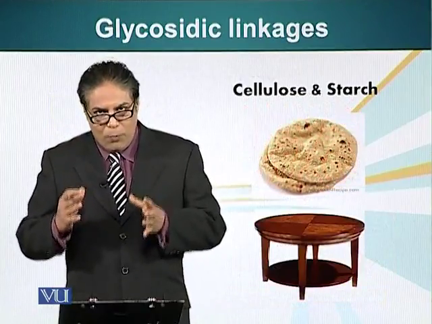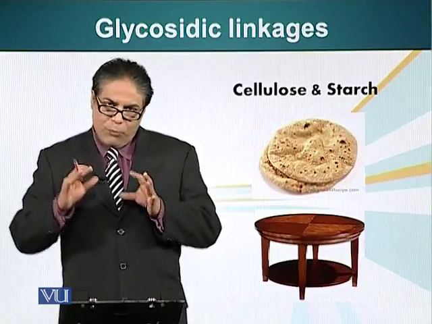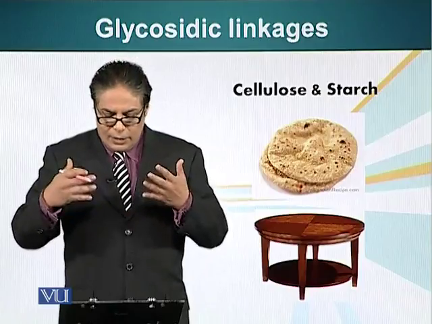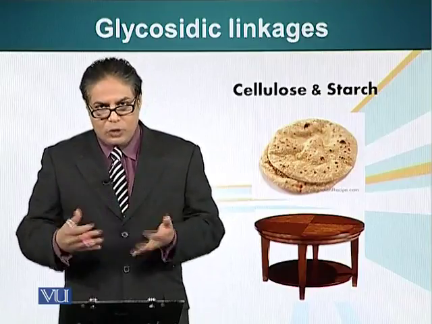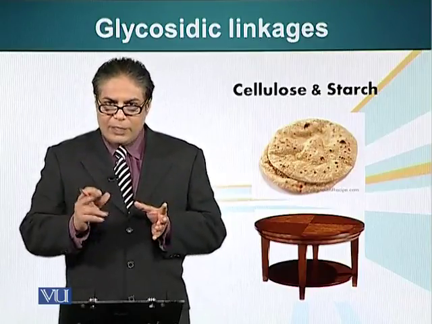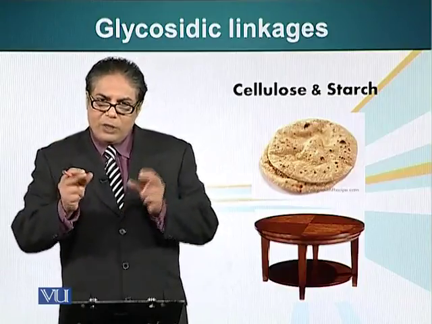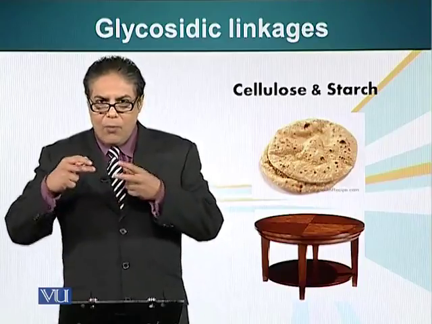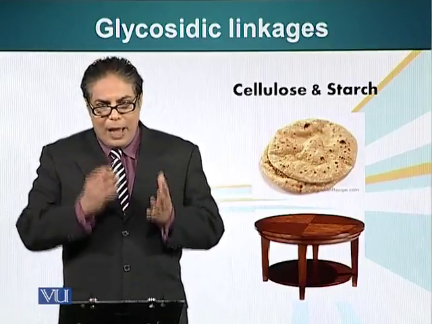Next time when you see wood, you will realize that wood is made up of the same material, the same subunits, as the roti you eat for lunch or dinner. The only difference is the type of bond between the two monomers. In wood, it is beta 1,4. In roti, it is alpha 1,4.